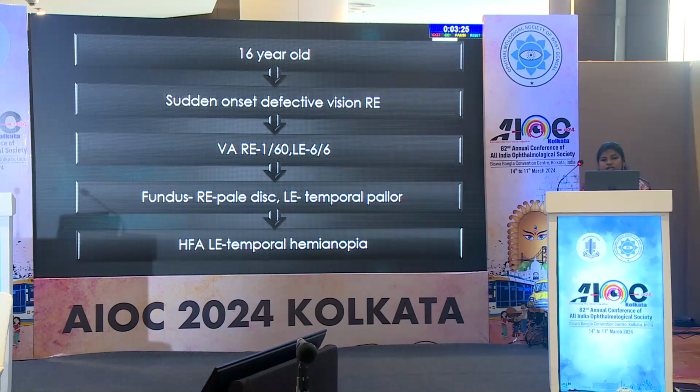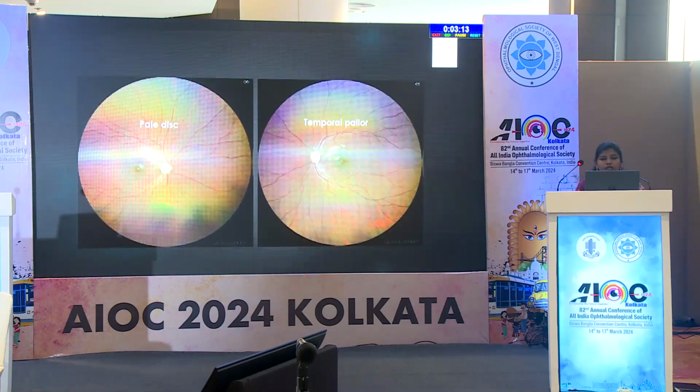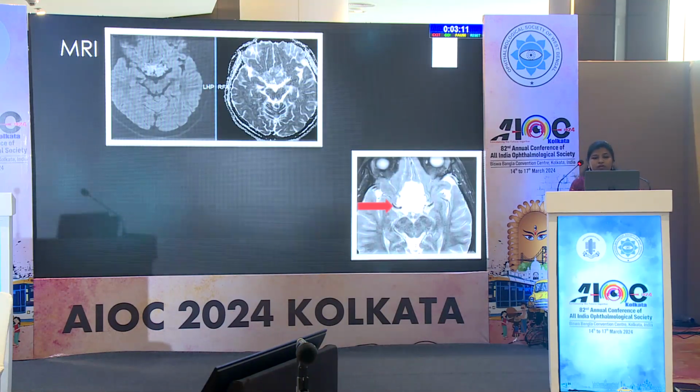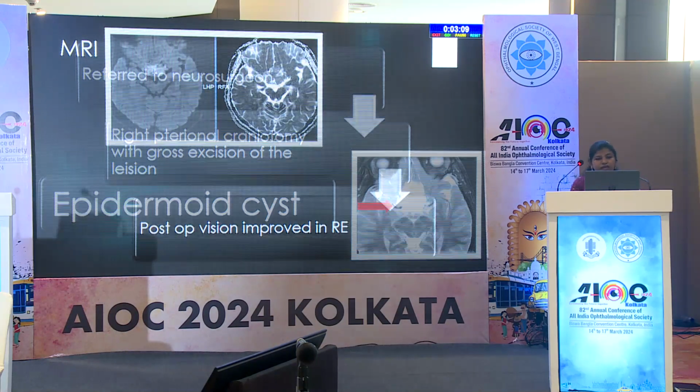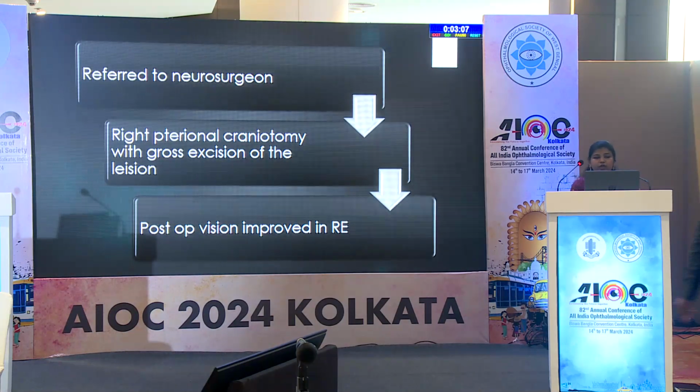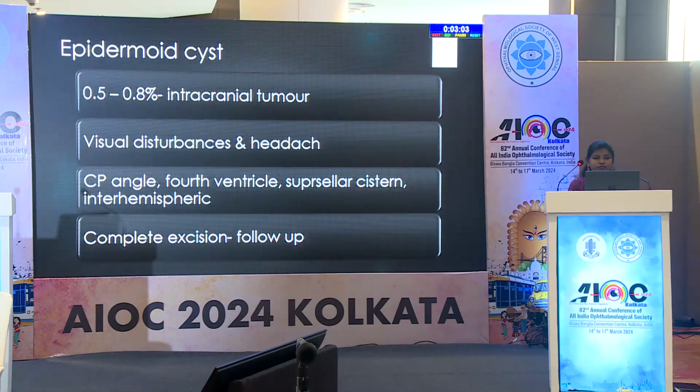Another girl, 16 years old, presented with sudden onset defective vision in the right eye. Right eye vision was 1/60 and left eye 6/6. Fundus shows a pale right disc and temporal pallor of the optic disc in the left eye. MRI was suggestive of epidermoid cyst, and the patient underwent right pterional craniotomy with gross excision of the lesion. Post-op, vision improved in the right eye.